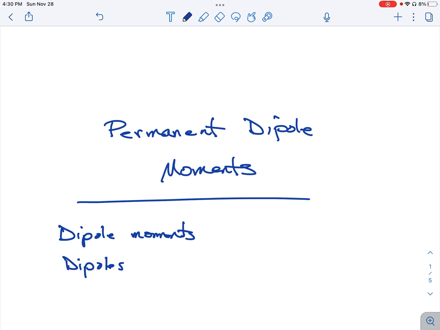So molecules can have temporary dipoles, which we're going to deal with very shortly when we get to intermolecular forces. But usually when people say a molecule has a dipole, they mean a permanent dipole. Same thing as a permanent dipole moment. So what does that mean?